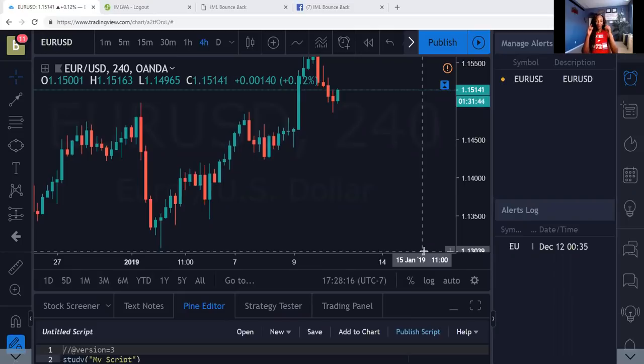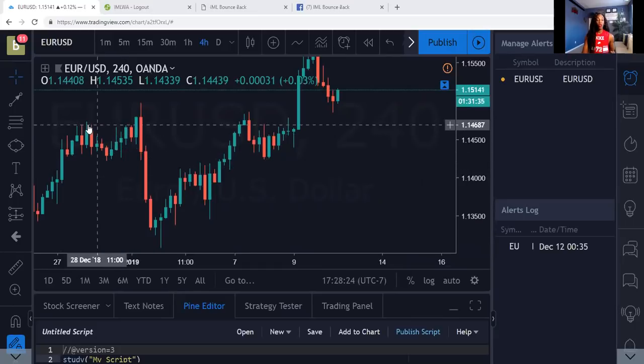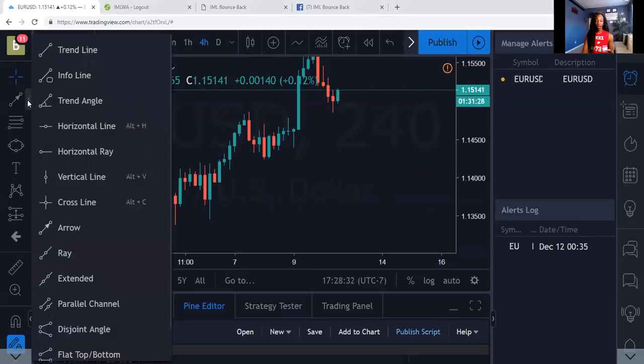Now, you can physically eye a trend line with your naked eye, or you can manually draw it with your tool. I'm going to show you how to do that by drawing it out, okay? So on TradingView, all you would do is go over here on the left, this second icon here, click on it and click on trend line.